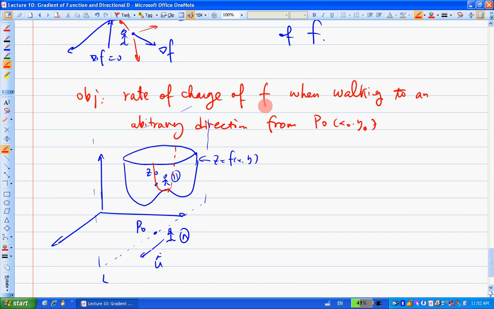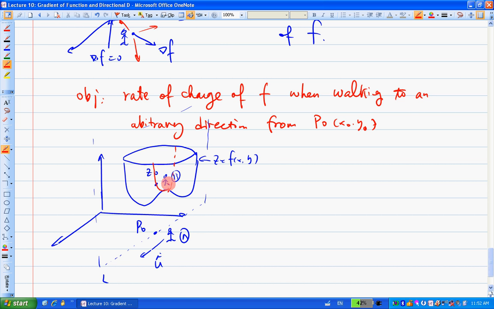Bear in mind the question here. The question is, what's the rate of change of f when walking in an arbitrary direction? In this case, it is u hat here. So the rate of change of f in this scenario is, instead of saying rate of change of f, actually the rate of change of what? Of this curve. Does that make sense?